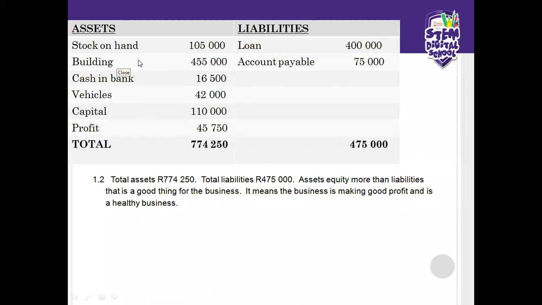Okay, Lizanne, I see we're a little bit late. We just started to mark the assessment, so I hope you have it ready with you with a pen. We are just at the beginning of question 1, the statement of net worth that we're going to mark. So if you have stock on hand of 105,000, 1 mark there under assets, and the same with building of 455,000, 1 mark under assets.